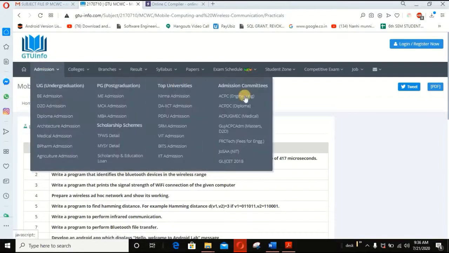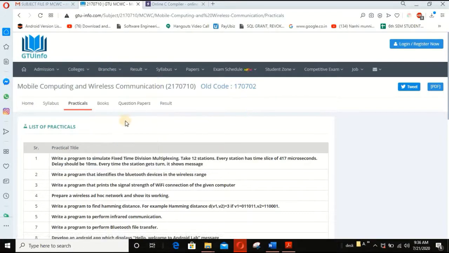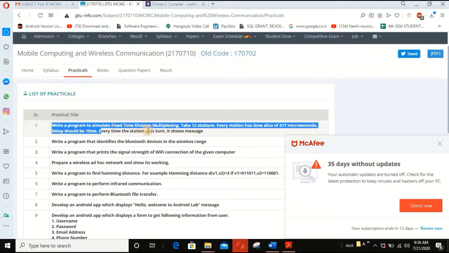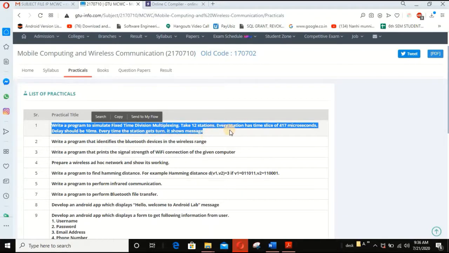2170710। जीटीयू की साइट पे अगर आप इसका सिलेबस देखो तो प्रैक्टिकल में जो प्रोग्राम या एक्सपेरिमेंट कवर हो रहे हैं वो इस प्रकार है। फर्स्ट वन जो है वो: write a program to simulate the fixed time division multiplexing. Take 12 stations. Every station has the time slice of 417 microsecond. Delay should be 10 millisecond. Every time the station gets the turn, it sends some message and displays the particular message.